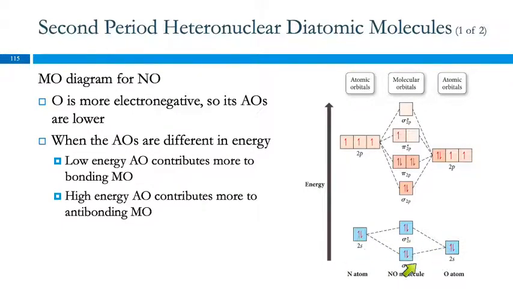And so when we combine these, then, they're not exactly the same as they would be if it was 2 nitrogens or 2 oxygens. The lower energy atomic orbitals contribute more to the bonding orbitals, and the higher ones contribute more to the anti-bonding.